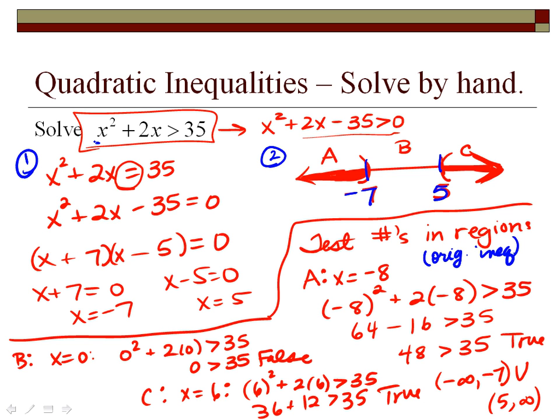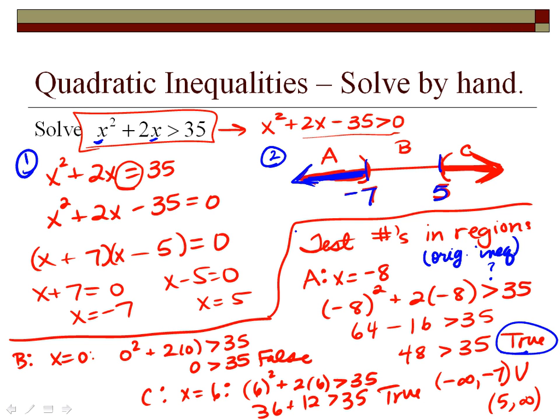So in place of my x, I put in negative 8 squared plus 2 times negative 8. I want to ask myself, is that going to be greater than 35? Well, negative 8 squared is 64. 2 times negative 8 is negative 16. So 64 minus 16, is that greater than 35? Well, 64 minus 16 is 48, which is greater than 35. That is true. So since region A worked for one number, it works for all of them. So that's why we can shade region A to say that solutions to that inequality lie in this region.